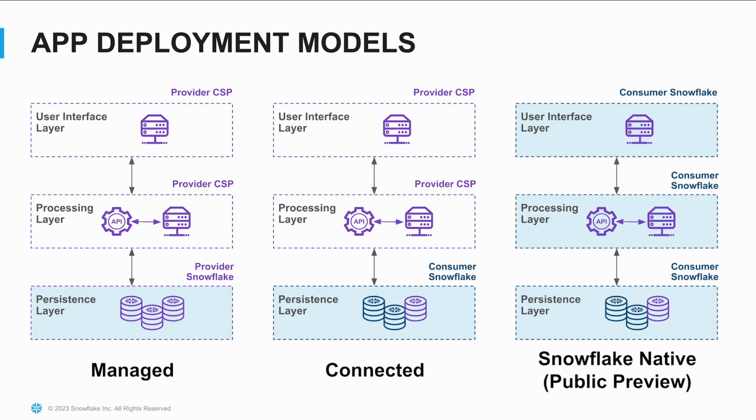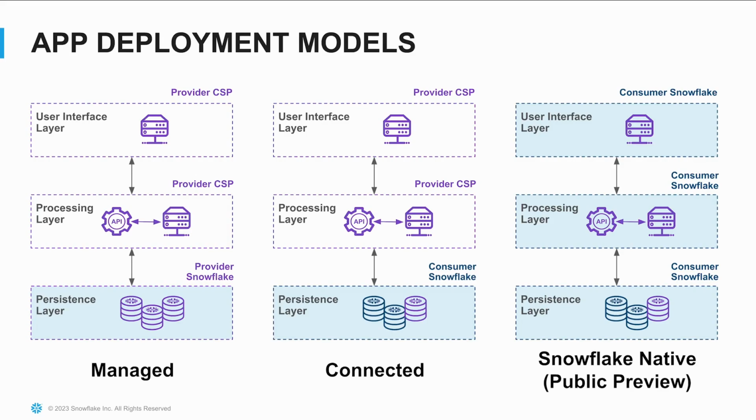And then in the middle, you have the connected app deployment model. So this is actually very similar to the managed app model. The key difference here is that the persistent layer is owned by the consumer. So this is not something that is owned by the B2B SaaS app. A consumer essentially can bring their own backend, their own persistent layer, their own data store, and connect it to the UI and the processing layer of that app. So this is a connected app deployment model.